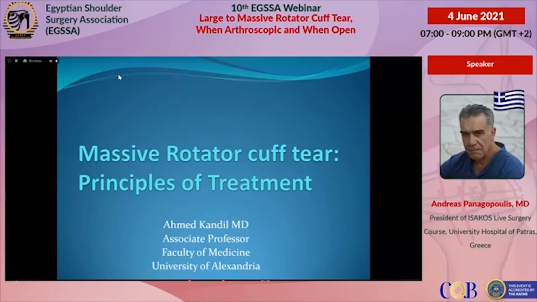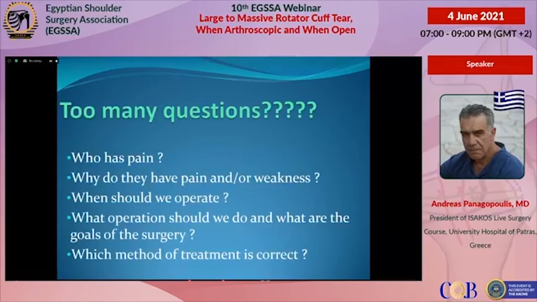My talk will be about the principles of treatment of massive rotator cuff repair. Actually, when we're facing a case of massive rotator cuff tear, we have too many questions, like who has pain?